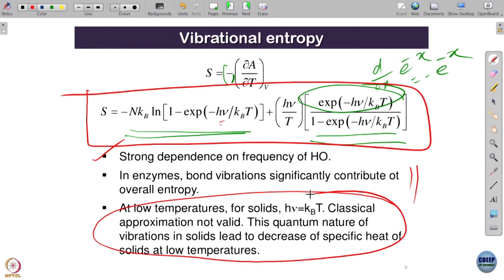Before I do that, let me consider the following thing: what happens when nu is small? There are some cases when nu can be small, like in iodine. In iodine, the vibration is about 500 centimeters inverse. There are some vibrations which are even smaller. Intermolecular vibrations can be smaller, of the order of 100 centimeters inverse or even less. Some collective vibration, and I'll now explain what a collective vibration is.